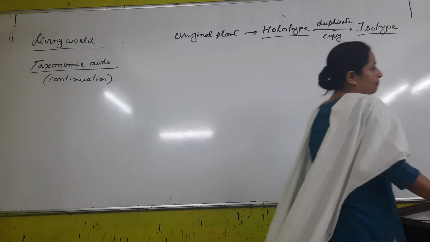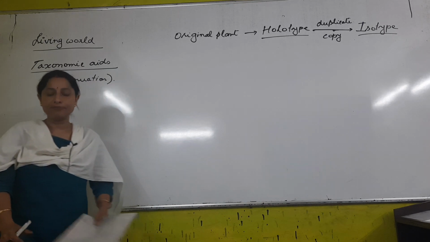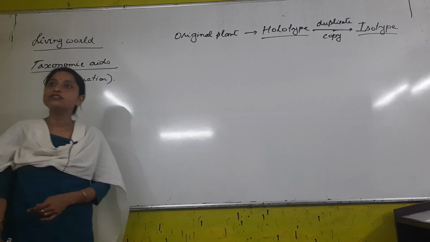Isotype, the duplicate copy, was called isotype. Now, when is an isotype made? In presence of the holotype, or in absence of the holotype? In presence of the holotype, right?